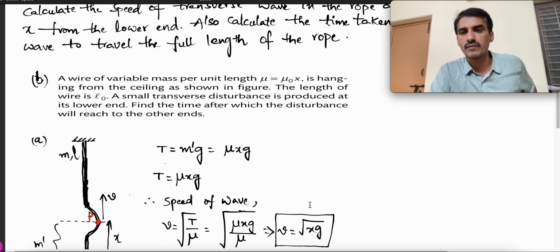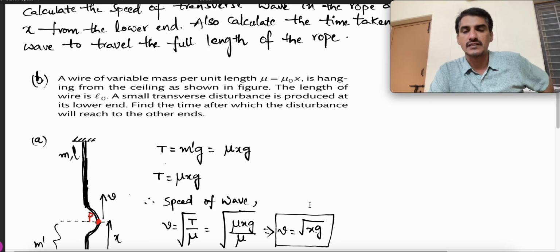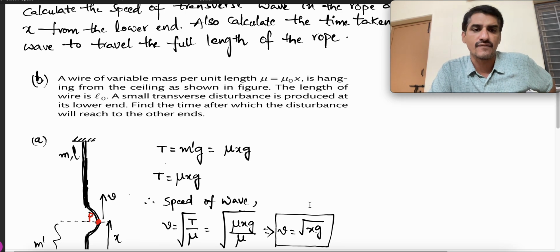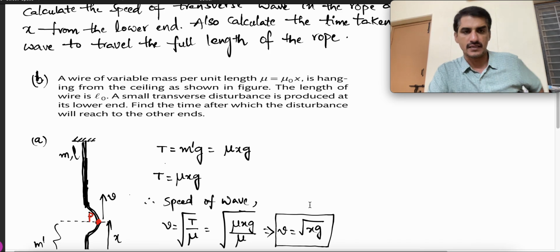It means throughout the rope the density will be the same. But in question B it is not like that. Mu is equal to mu naught into x, which means the density is changing according to x, where x is the length of the rope. The wire is hanging from the ceiling as shown in the figure. The length of the wire is L naught. A small transverse disturbance is produced at the lower end. Find the time after which the disturbance will reach the other end.